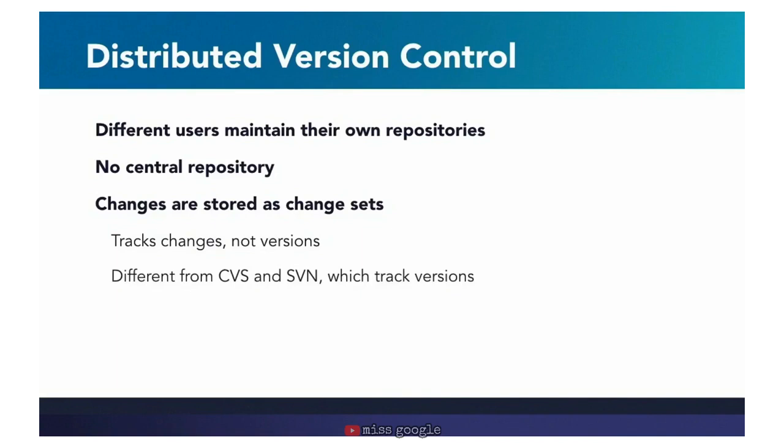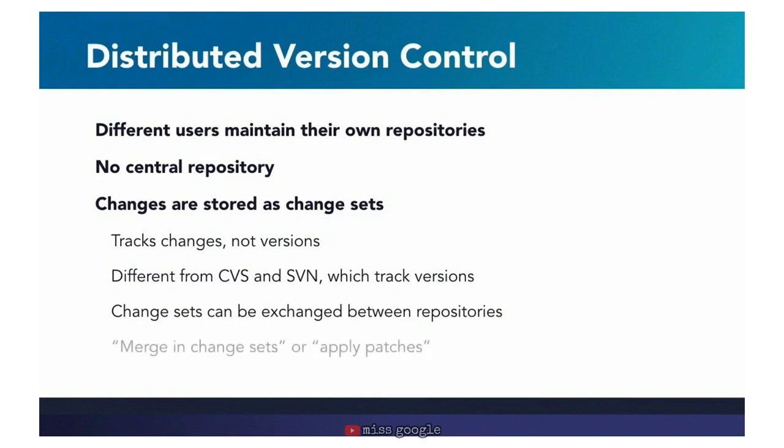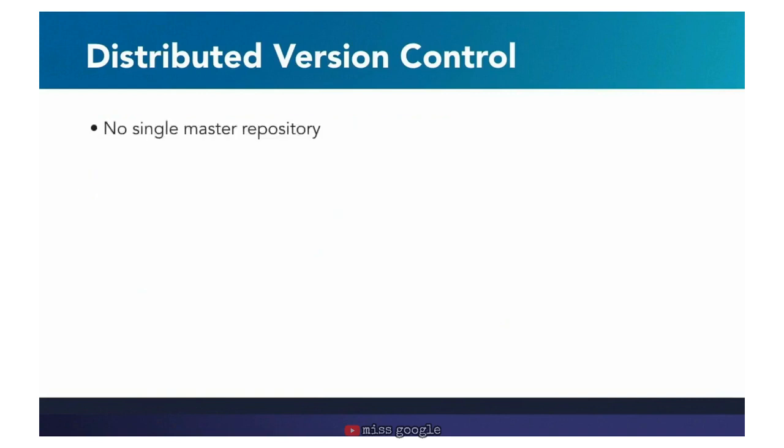Git really focuses on these change sets and encapsulating a change set as a discrete unit, and then those change sets can be exchanged between repositories. We're not trying to keep up to date with the latest version of something. Instead, the question is, do we have a change set applied or not? So you might say that you merge in change sets or you apply patches between the different repositories. So there's no single master repository. There's just many working copies, each with their own combination of change sets.